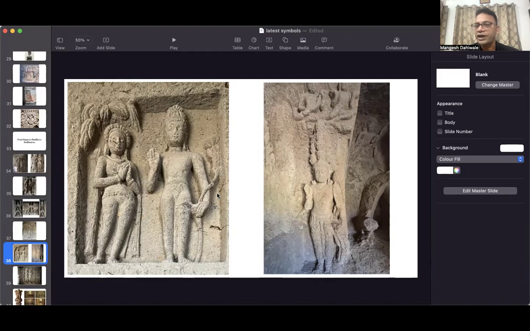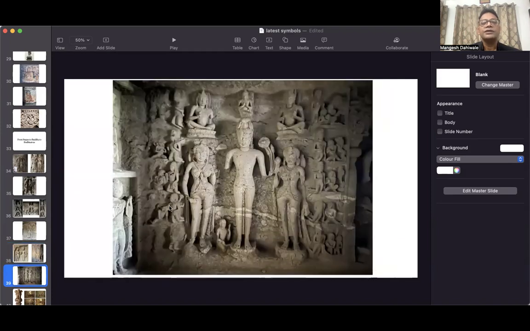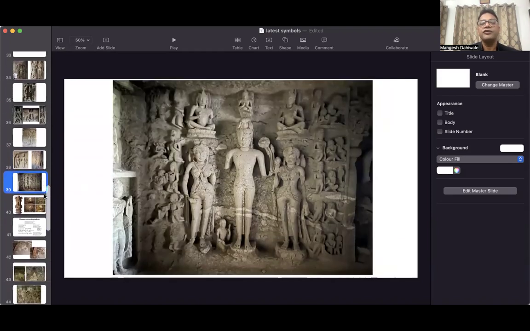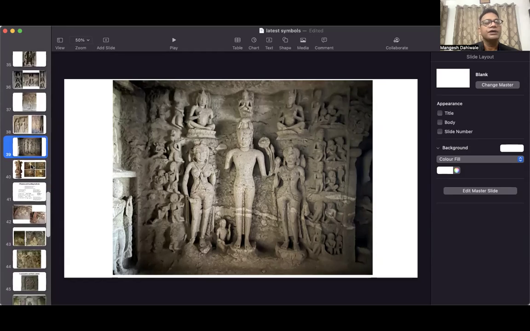He can give food to the hungry. He can give knowledge to those who are illiterate. He can do a lot. So that's the bodhisattva spirit. This is from Kaneri Caves, where you can see very beautiful carving.